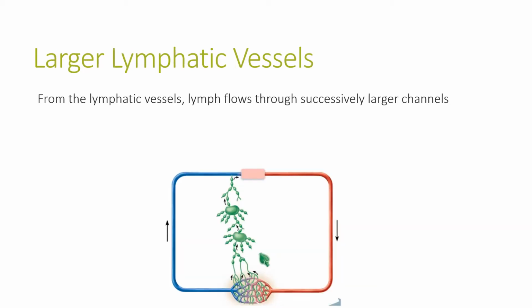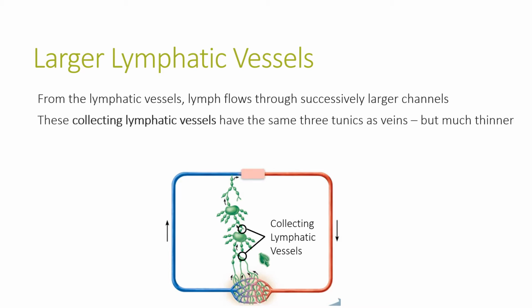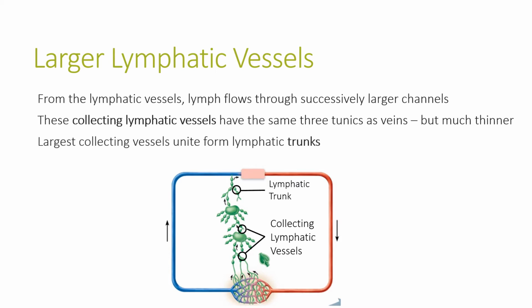From the lymphatic vessels, lymph flows through successively larger channels. It collects together in the collecting lymphatic vessels. These collecting lymphatic vessels have the same three kinds of tunics as veins, but are much, much thinner. Those collecting vessels then unite to form the lymphatic trunks, and those lymphatic trunks eventually merge to form the two large ducts of the lymphatic system.